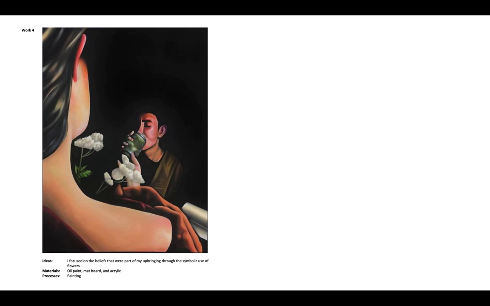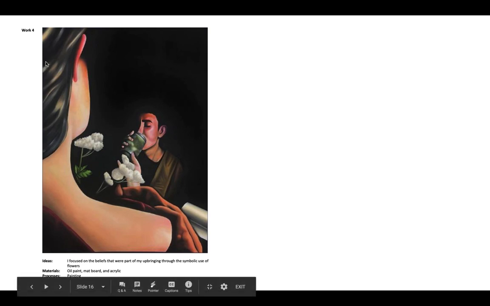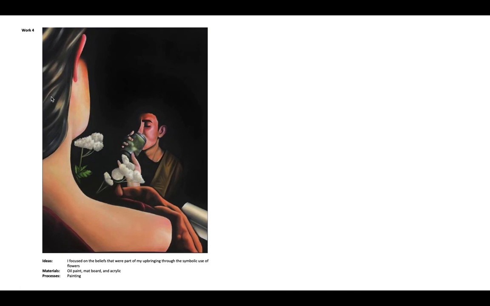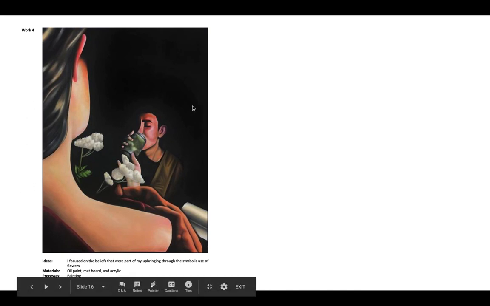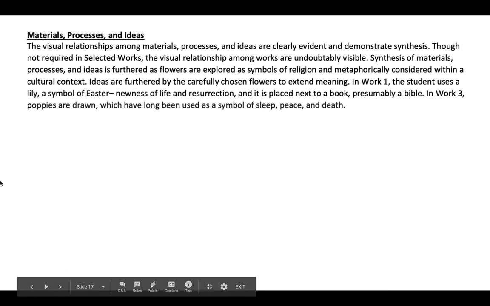Materials here: oil paint, mat board, and acrylic. Through painting, we are once again, the flowers are still here, but they are continuing to be shown to us in different ways and the composition is changing. Now the viewer is kind of off in this corner. We're kind of behind this person because we're being slightly blocked by them and then getting to look in through here. So here is feedback on how they use materials, processes, and ideas.